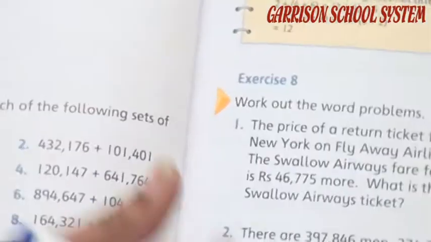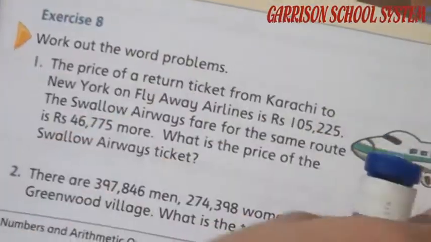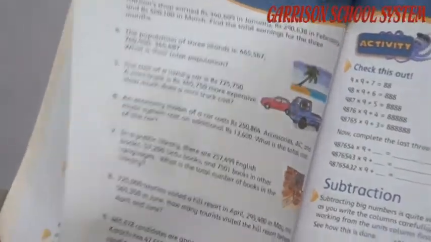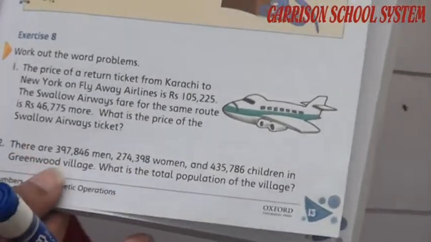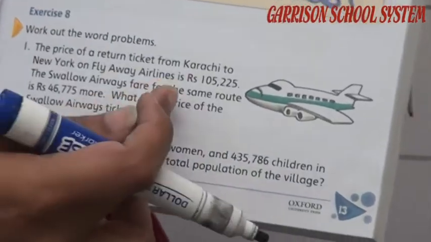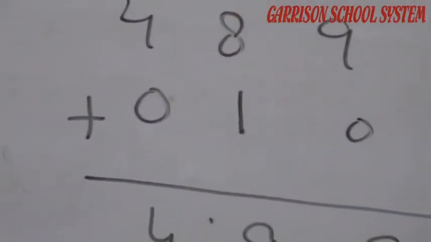In this way, exercise number 8: work out the word problems. From question number 1 to question number 10, all questions are addition questions. For example, the price of a return ticket from Karachi to New York on Flyaway Airlines is rupees 105,225. I want to explain on the board.